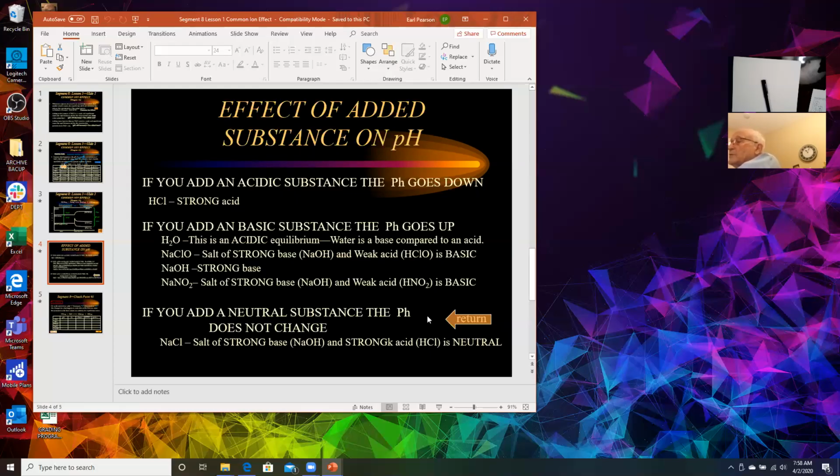If you add a neutral substance, the pH doesn't change. And sodium chloride is neutral because it's the salt of a strong base, NaOH, and a strong acid, HCl. So that's not going to have any effect at all.